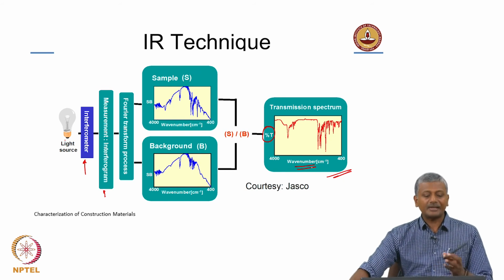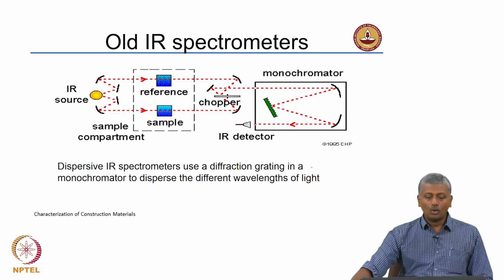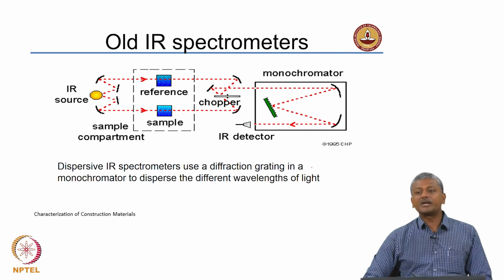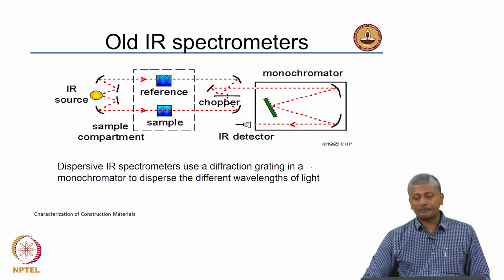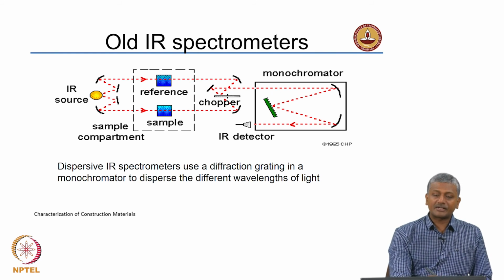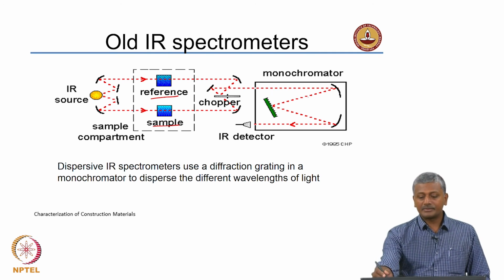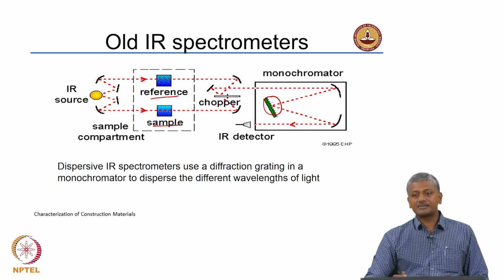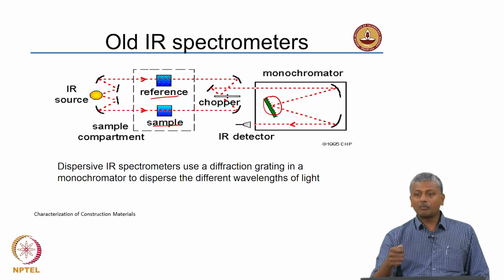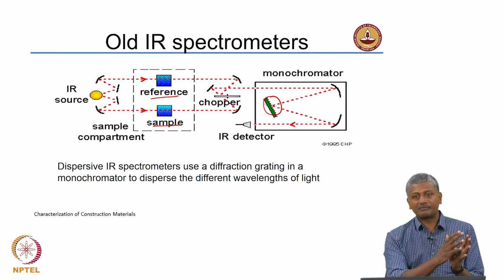So, how do we actually generate this light that passes through the interferometer? These are old IR spectrometers which were quite similar to the layout that we saw earlier for the ultraviolet visible light spectrometers. Here the infrared source radiation is sent separately through the reference and through the sample, and then you send it through a monochromator to isolate specific wavelengths and detect the specific wavelengths at which absorption has happened. Now, the problem here is it is a very cumbersome technique, because for every wavelength you will need to adjust your diffraction grating to ensure that you are able to capture that wavelength.